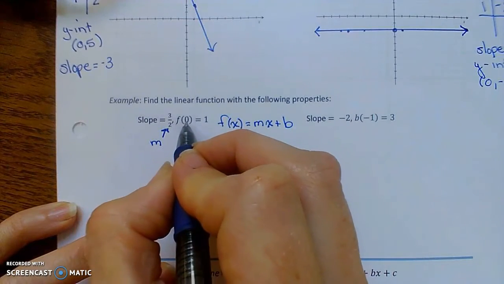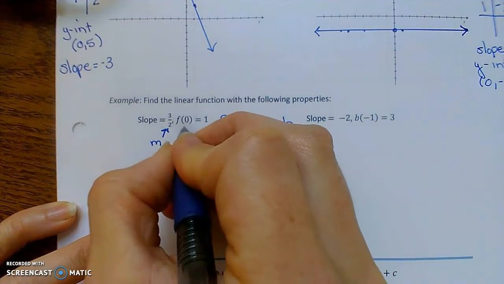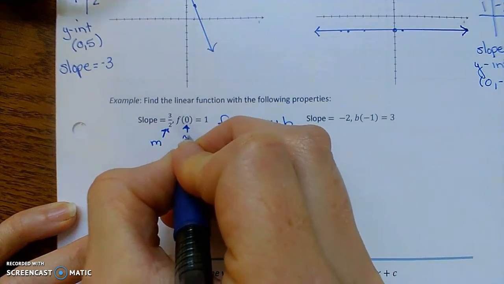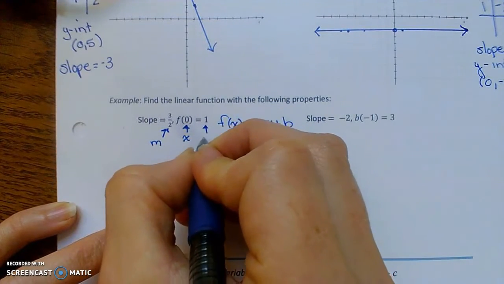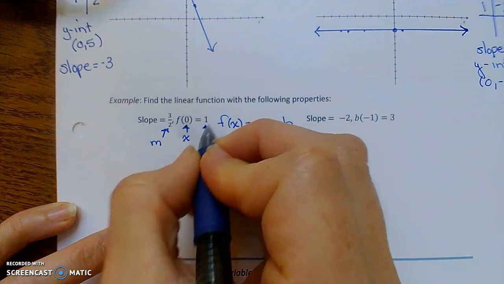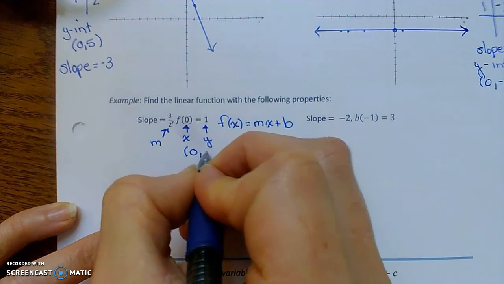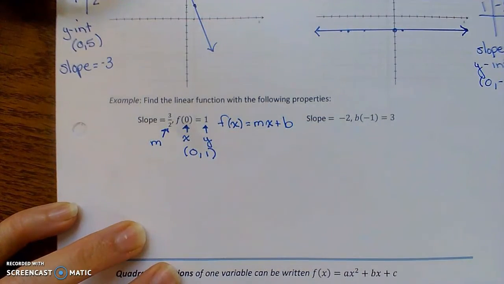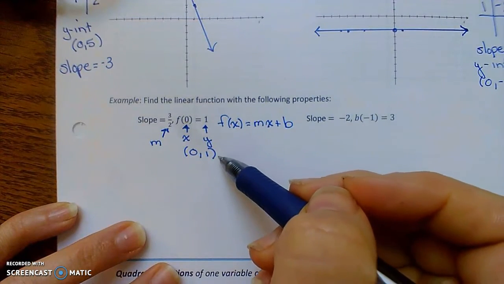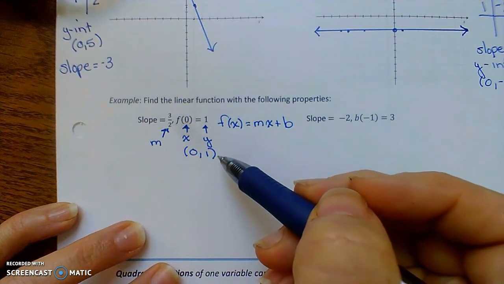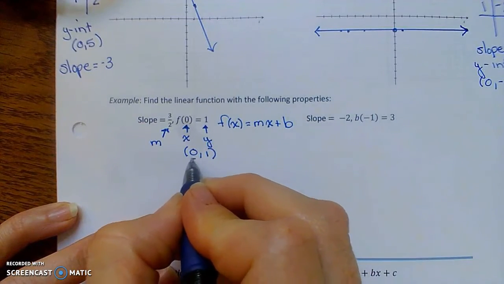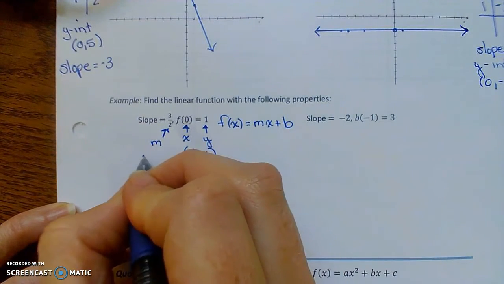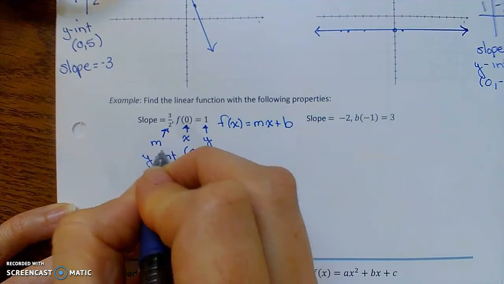When you see f of number equals number, whatever goes inside there, that's your x, and whatever is out on the other side, that's your y. Input is 0, output is 1. So they're telling you that this is a linear function going through the point (0, 1). This is great information because this isn't just any point on the graph. This is the y-intercept because the x-coordinate is 0.